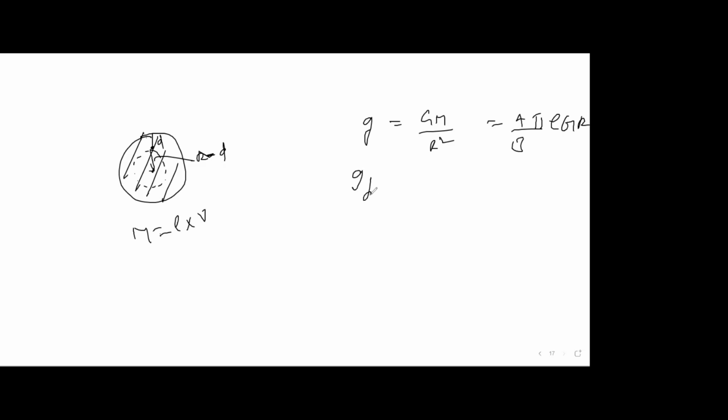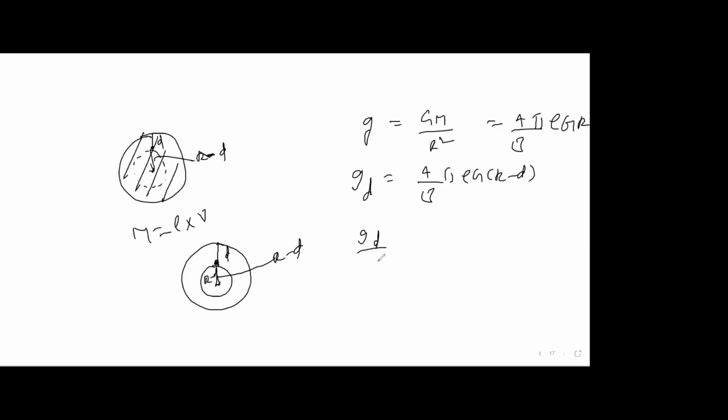So for g at any depth, I can assume that the point at depth d is on a sphere of radius R minus d from the center. So g_d at that location, for uniform density, I can write as 4 by 3 pi rho G into (R minus d). If I divide g_d by g, the 4 by 3 rho G cancels. So I will get R minus d by R. So g_d becomes g into (1 minus d by R).